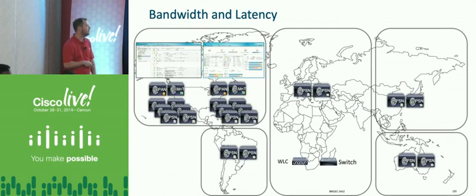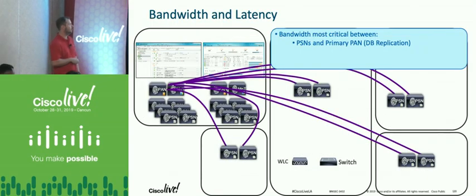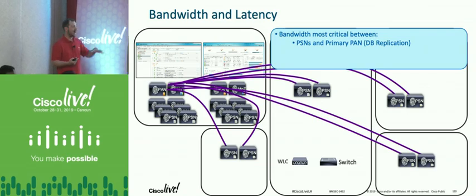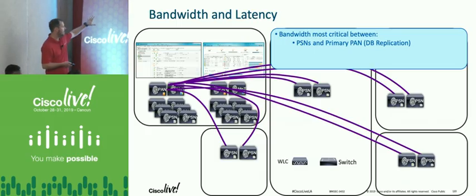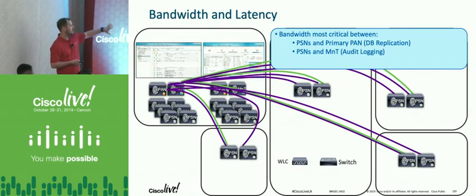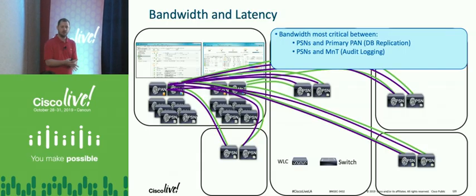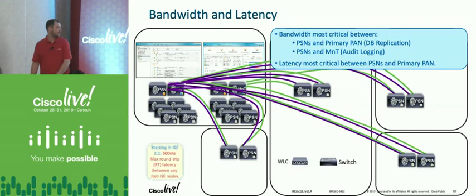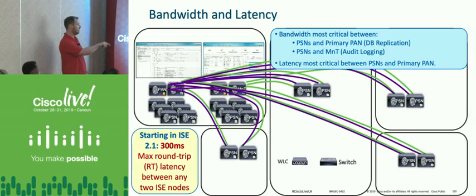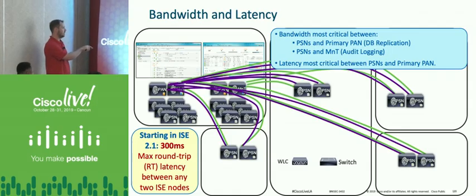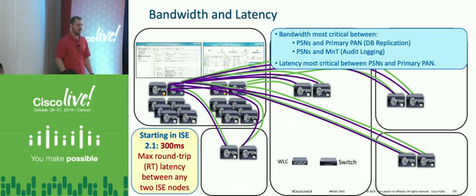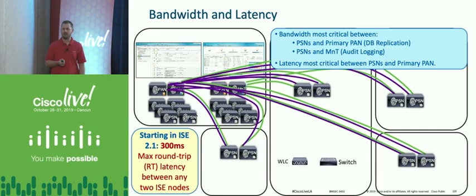We've got our global ISE deployment. Within that global ISE deployment, we're going to see replication and traffic between PSNs and the primary PAN, and PSNs and the primary M&T, and also data to the secondary M&T. So logging data is going to both M&Ts simultaneously. Now the key thing here is starting in ISE 2.1, we still sit at a max round-trip latency of 300 milliseconds. So the network needs to be at 300 milliseconds in order for it to be formally supported.